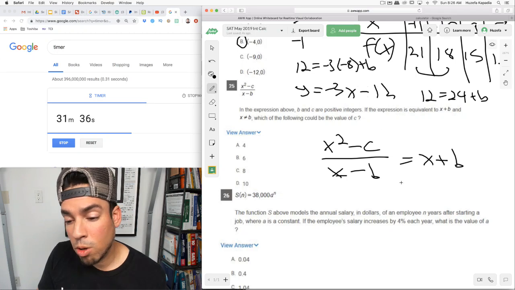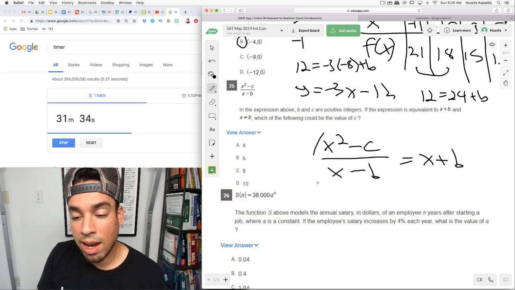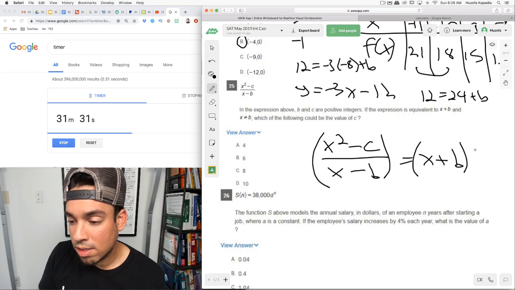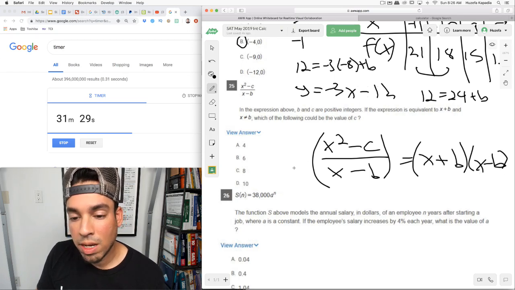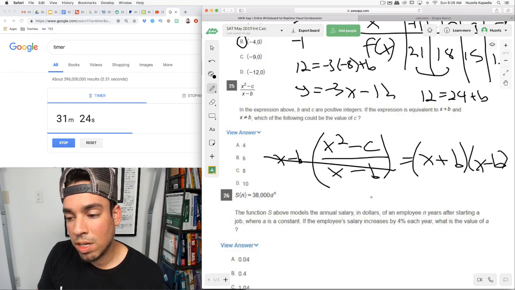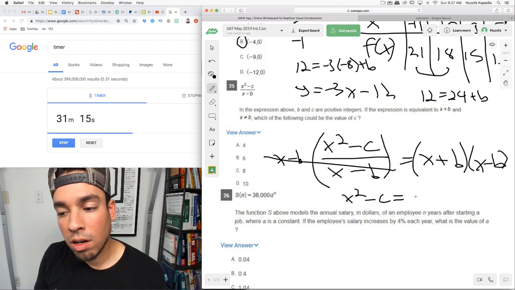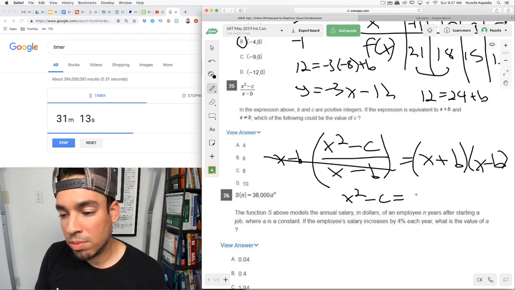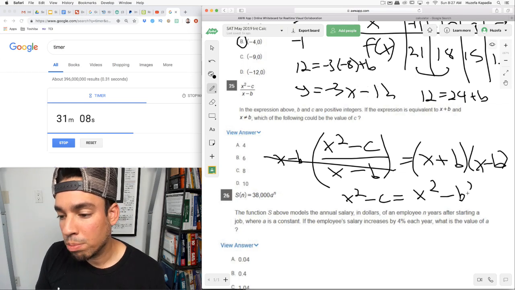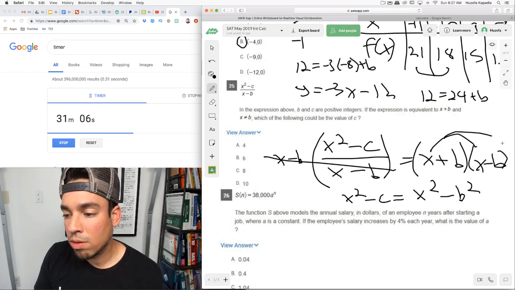So I'm going to multiply the denominator across, because I can see something already. I can see a nice difference of squares. I'm going to multiply this side by x minus b. The denominator cancels out, and this becomes x squared minus c equals... Hold on. This becomes x squared minus b squared, believe it or not, okay? Because this is x squared, negative xb, positive xb, they cancel out, and then minus b squared.